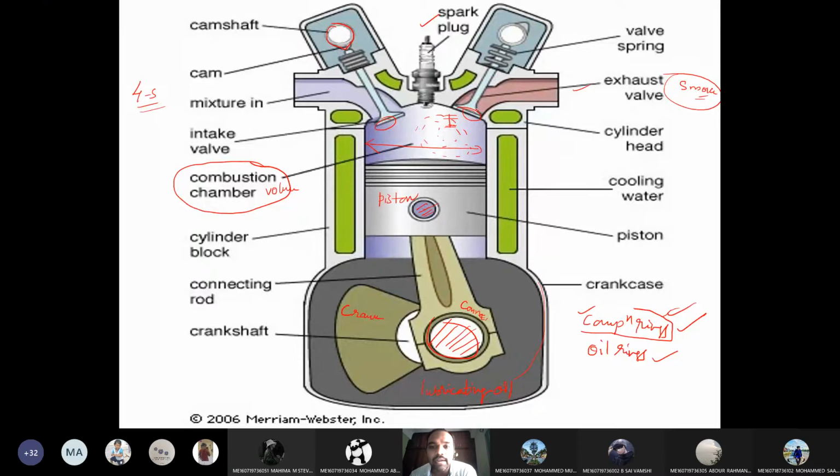Over the cylinder head we have the valve arrangement. It is not a single component; two components are joined. The cylinder head is fixed over the cylinder. Over the cylinder head we have the spark plug, inlet valve and outlet valve. And this is the piston and crankcase. Any doubt in the parts?